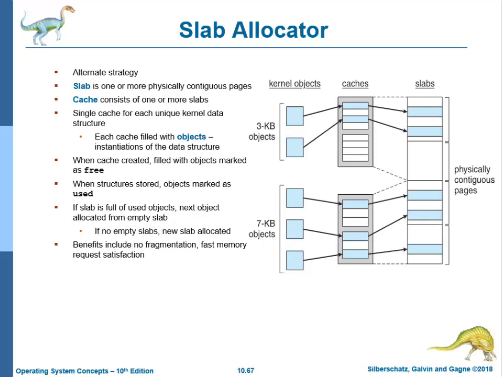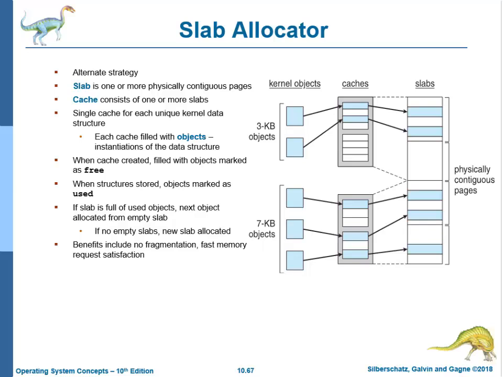A cache consists of one or more slabs. For example, the cache representing semaphores stores instances of a semaphore object. The cache representing process descriptors stores instances of process descriptor objects, and so forth. The relationship among slabs, cache, and object is shown in this figure.